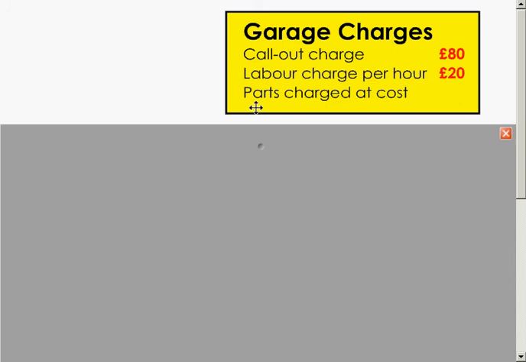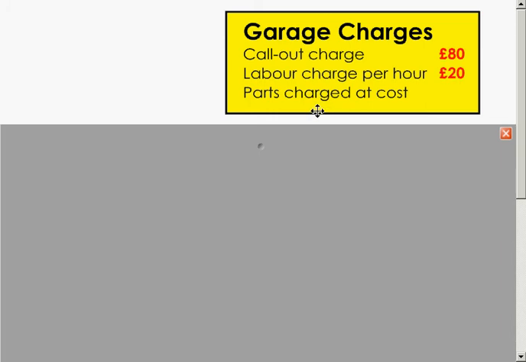Our third charge is a parts charge. We are told that parts are charged at cost. This means that if your vehicle requires a part in order to fix it, then you will just be charged the same price as the garage paid for the part in the first place.